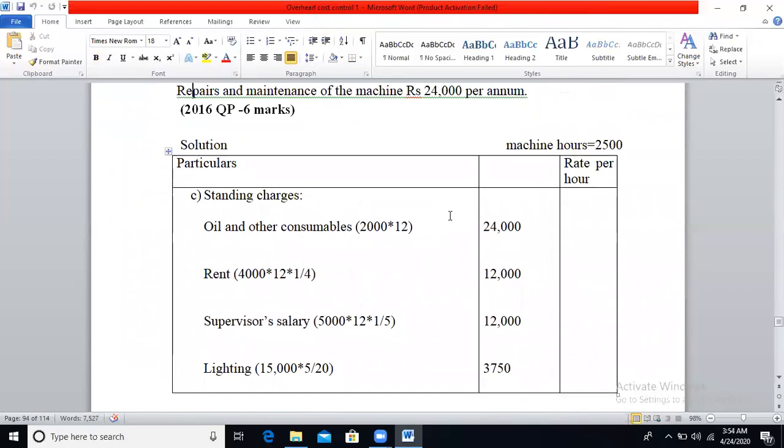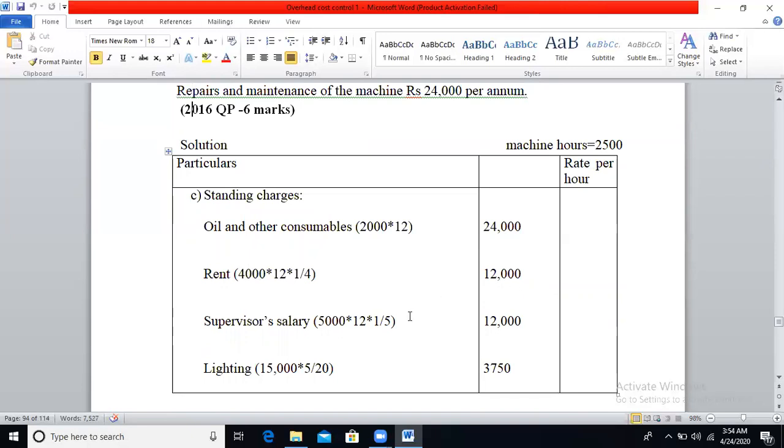So first, standing charges. Oil and other consumables, they have given 2000 per month. Convert it into year, 2000 into 12, you will get 24,000. Rent, the rent rate will be 4,000. Here they have given it on a per month basis. We have to convert this into yearly basis. So 4,000 into 12 into 1/4 will be used for the machine X. That's why you have to consider only 1/4 of this. If you have calculated, you will get 12,000.